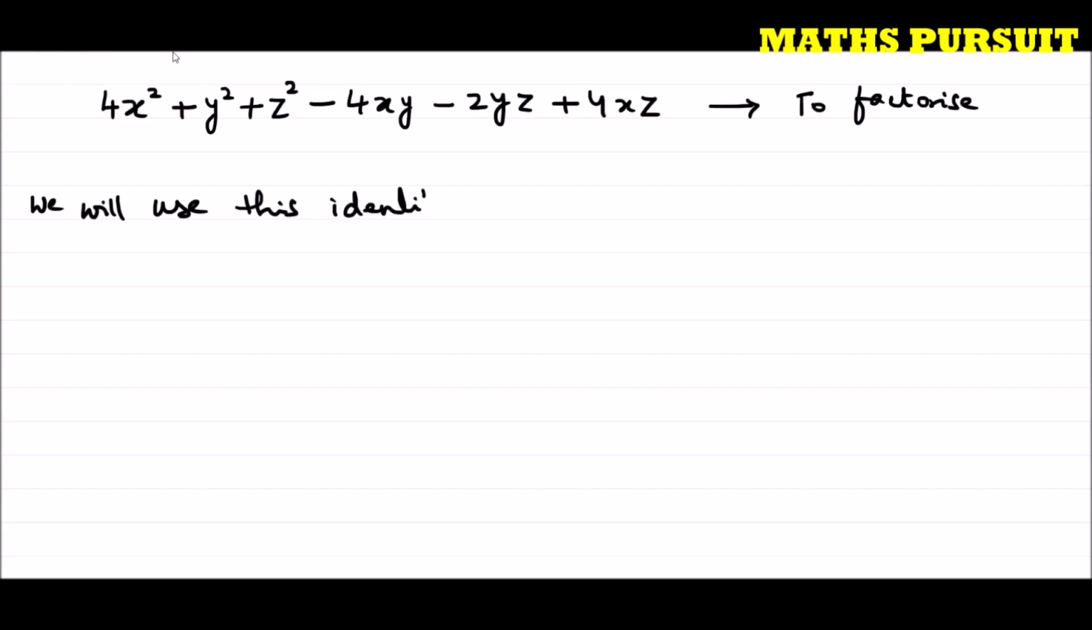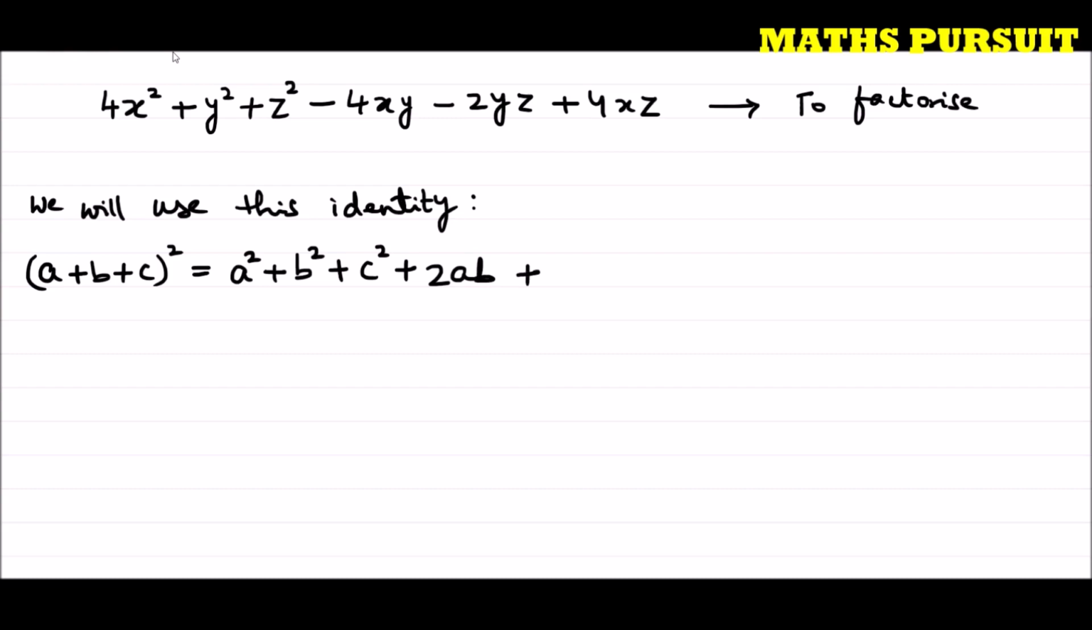Which identity? Let's see. We will be using the identity (a + b + c)², and hope by this time you very well know the expanded form of this identity. (a + b + c)² is a² + b² + c² + 2ab + 2bc + 2ac. This is the identity that we are going to use in solving the given expression.